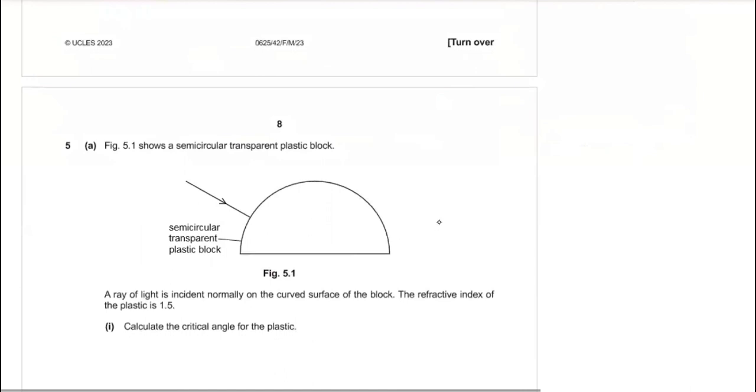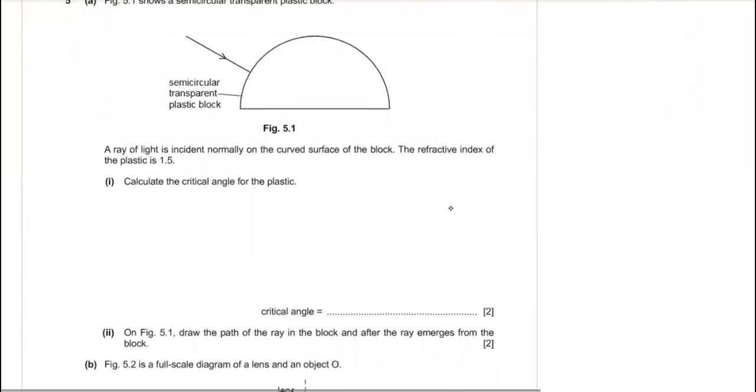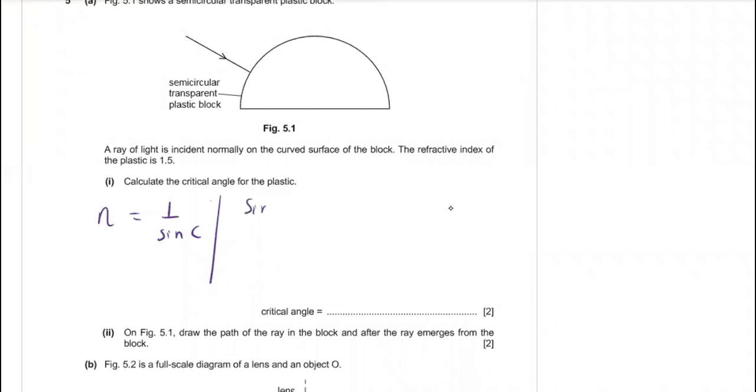Number 5, part A. Figure 5.1 shows a semicircular transparent plastic block. A ray of light is incident normally on the curved surface of the block. The refractive index of the plastic is 1.5. Calculate the critical angle for this plastic. So this one here is direct. We know that refractive index is given by 1 over sine C, where C is the critical angle. That tells you that sine C is equal to 1 over 1.5.